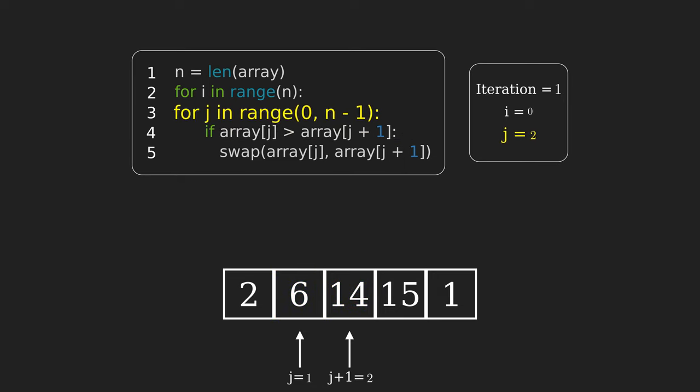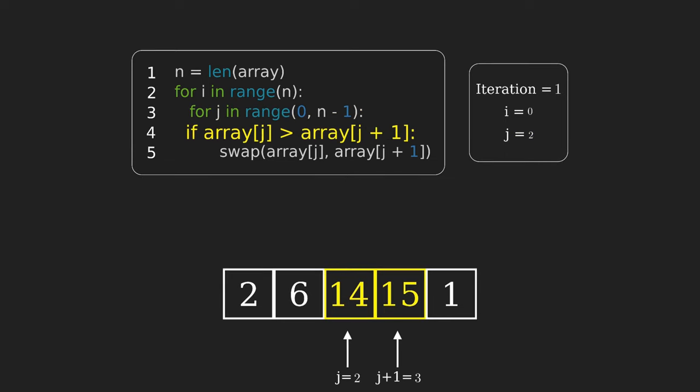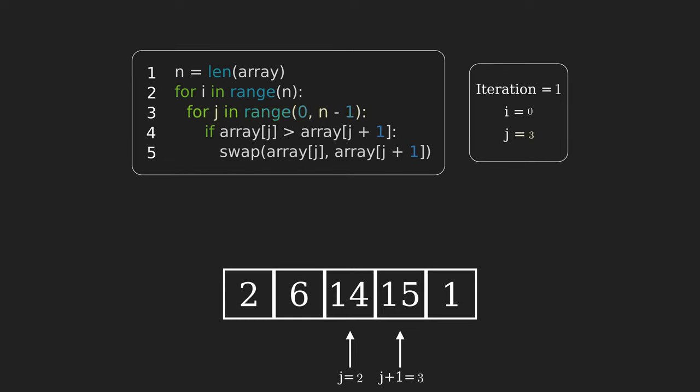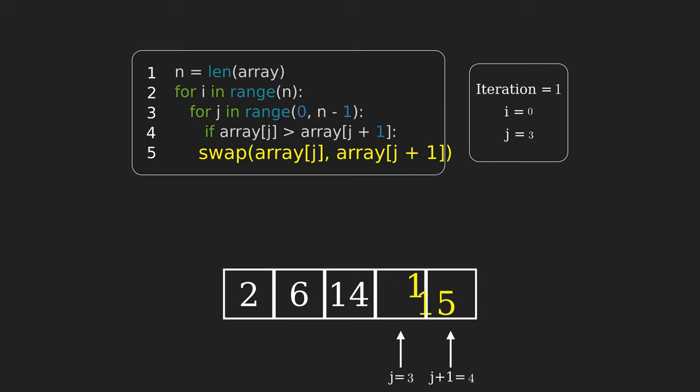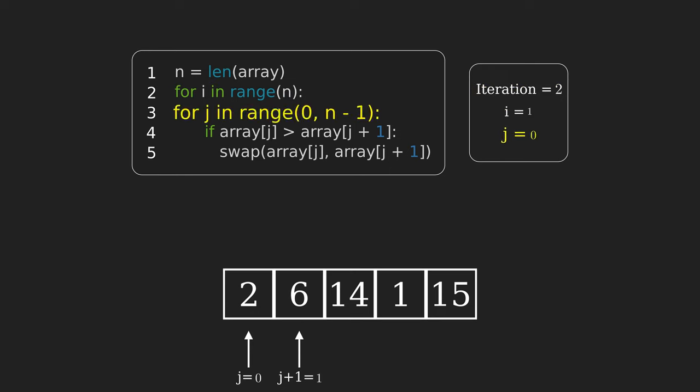For the next j, we need to compare the items at index 2 and 3. 14 is not bigger than 15, the if condition is false and no need to swap the values. And the last time, j is 3 and we compare the items at index 3 and 4. 15 is bigger than 1, so we swap 15 and 1. We continue this until the last iteration.